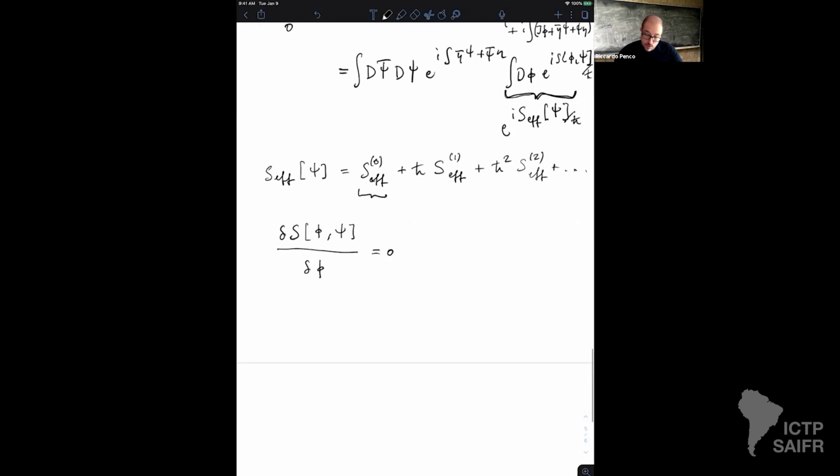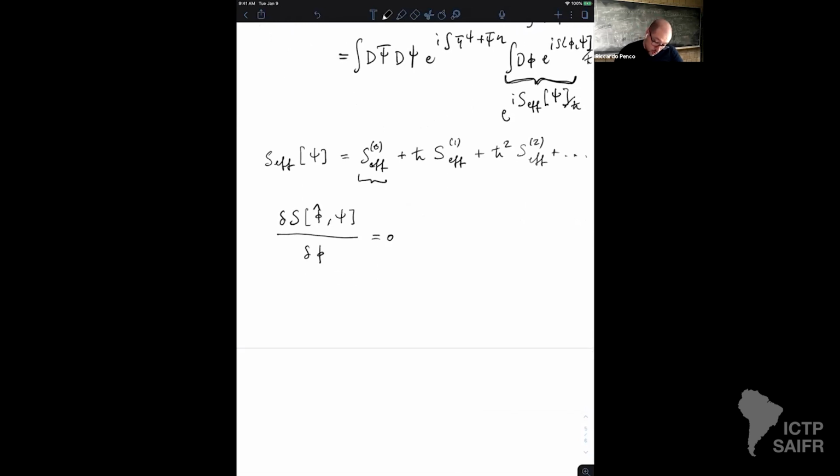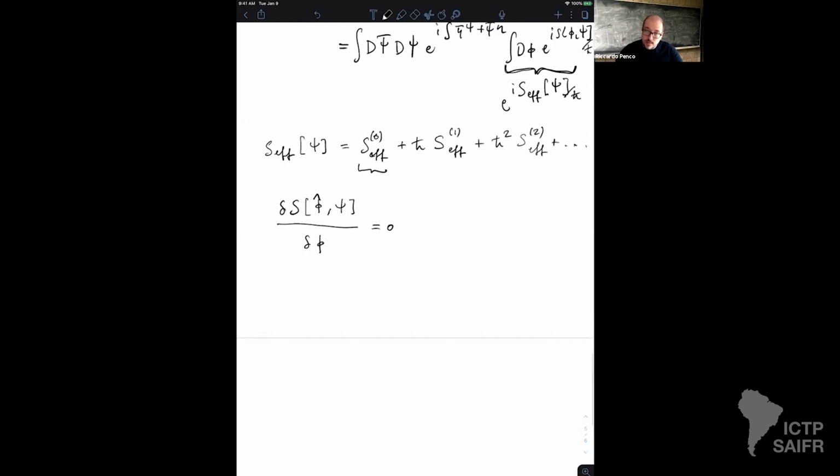Okay. So when you take a solution of this equation, from this perspective, psi is some external field, you plug it back into the action. What you obtain is the effective action for psi. So to be precise, S0 effective of psi is S of phi hat of psi, where phi hat satisfies this equation.